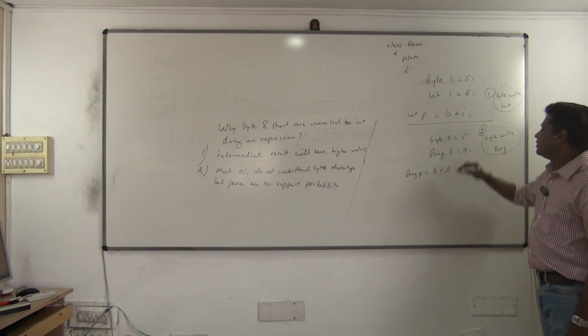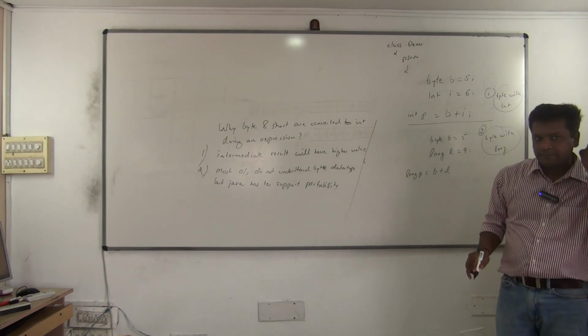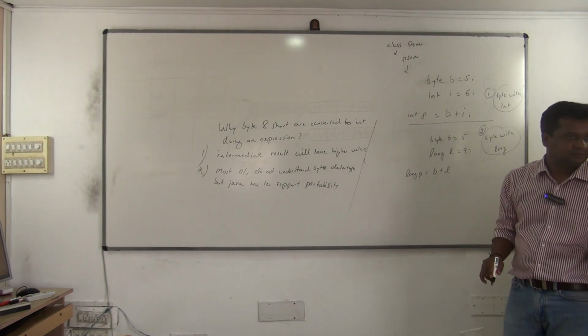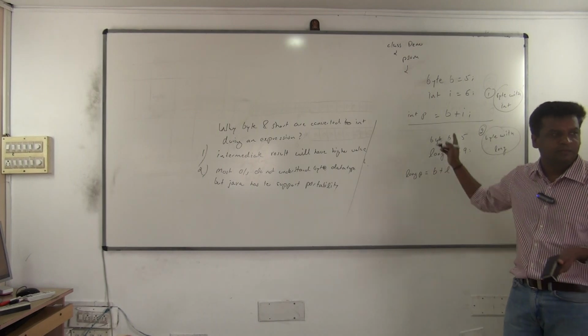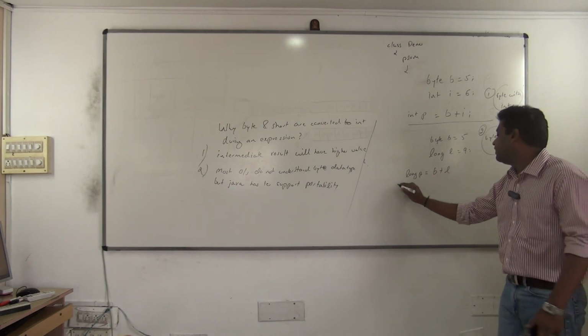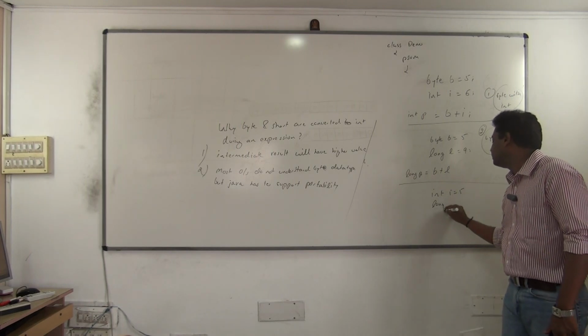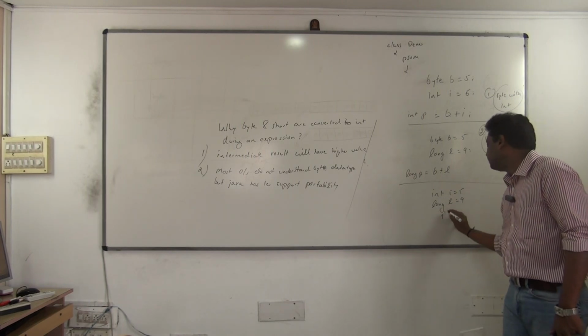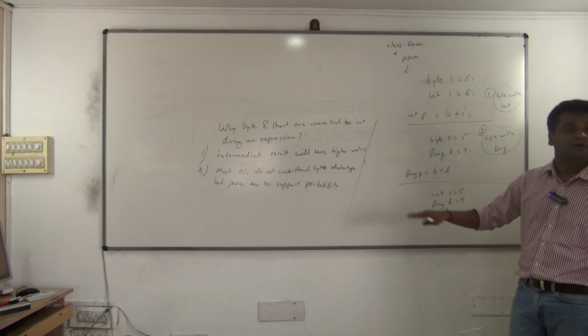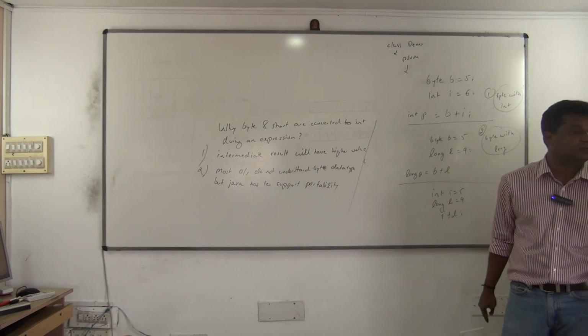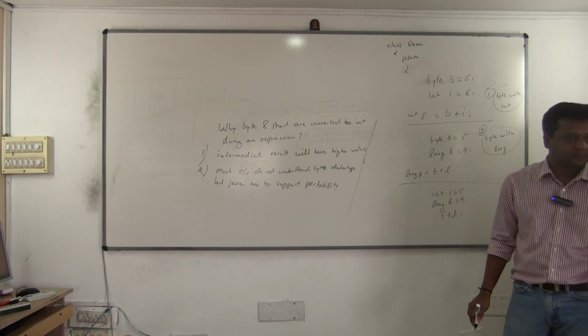This is the second scenario. More scenarios you can take. I'll take int with long. Minimum, see here, minimum to int or to long. So int with long now. int i is equal to 5, long l is equal to 9. i plus l, what is the result? Long. Now int is also getting converted to what? Long. Understood?